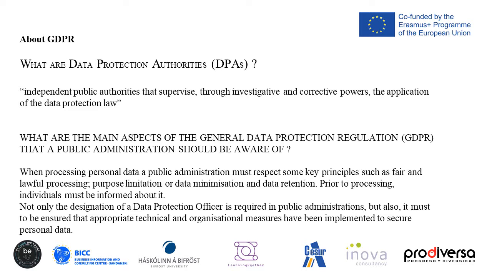So now let's go to some further concepts about the GDPR. For example, what are data protection authorities, also known as DPAs? According to the European Commission website, data protection authorities are independent public authorities that supervise, through investigative and corrective powers, the application of the data protection law. These authorities provide expert advice on data protection issues and handle complaints lodged against violations of the General Data Protection Regulation and the relevant national laws.